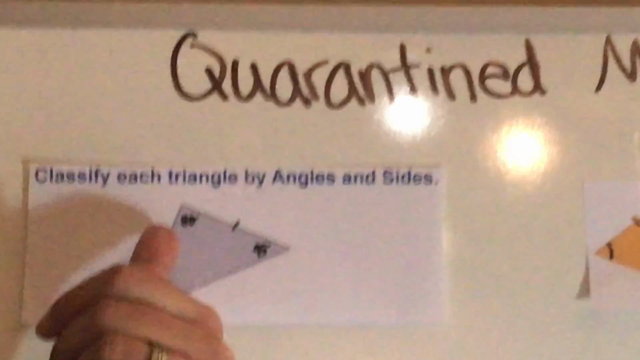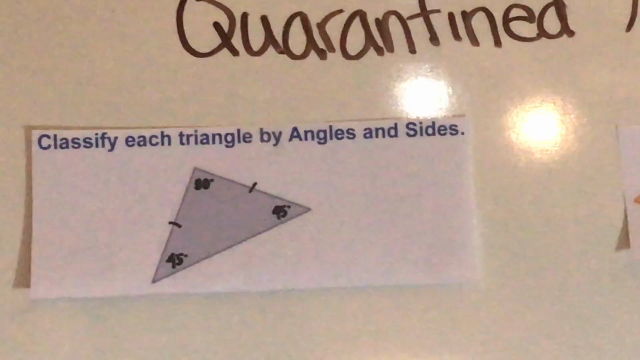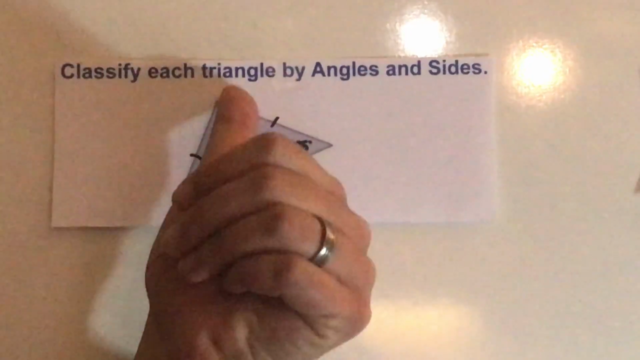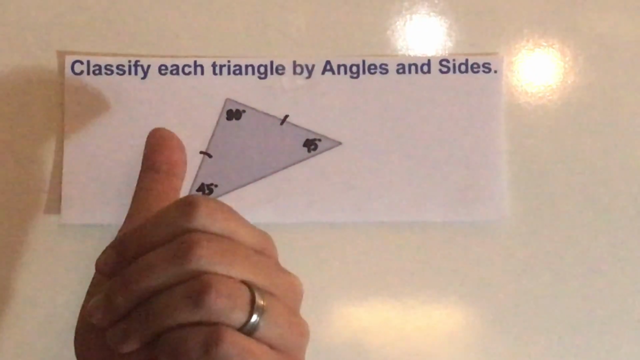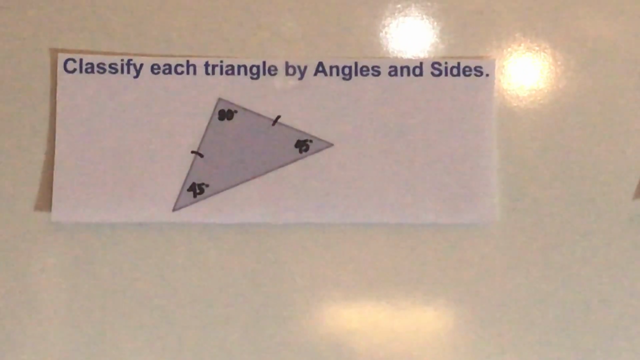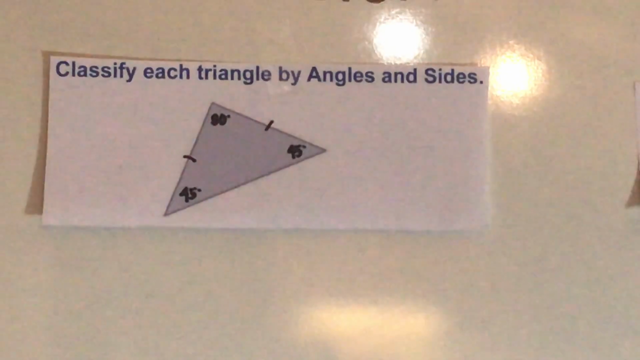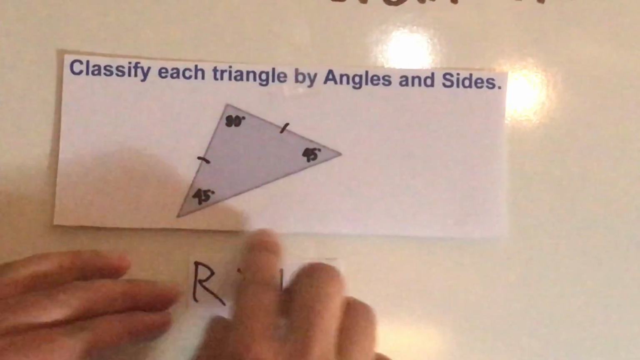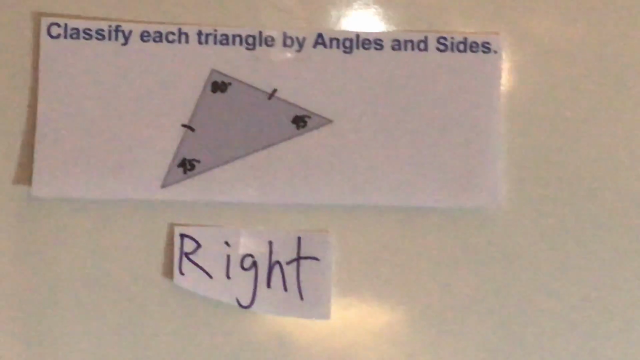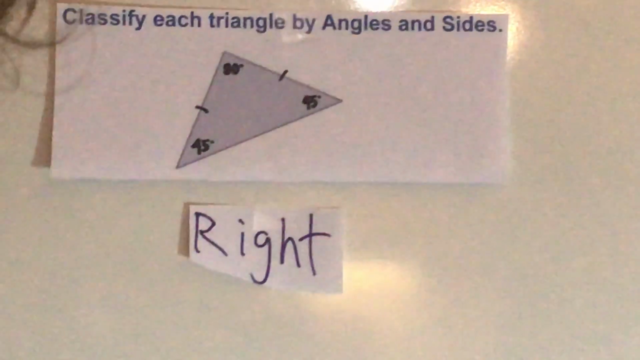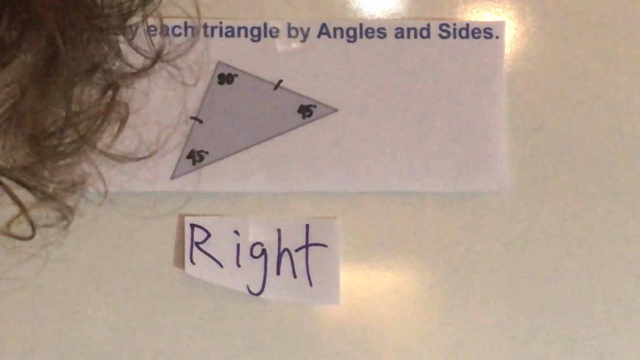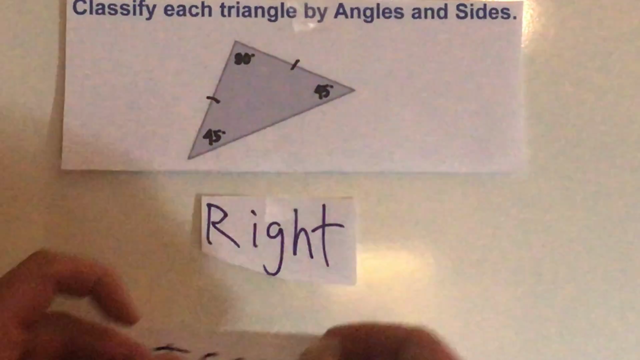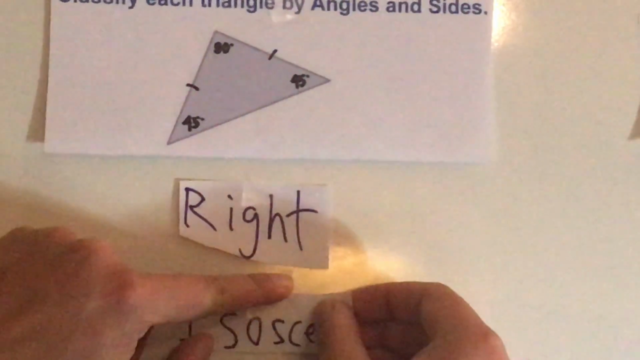Might be kind of hard to see here, I know, but this is a 90. Even though there's not a box right there, we should know it's a right angle. So this right here, we could say is right. And then let's think about the sides. We've got those two marks over there telling us that there are two congruent or equal sides. So it's a right isosceles triangle, okay?